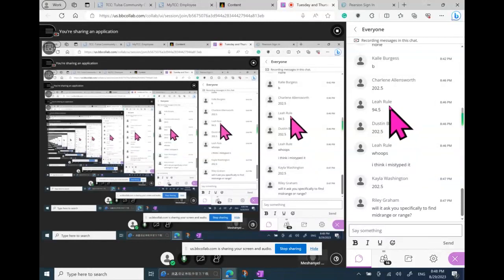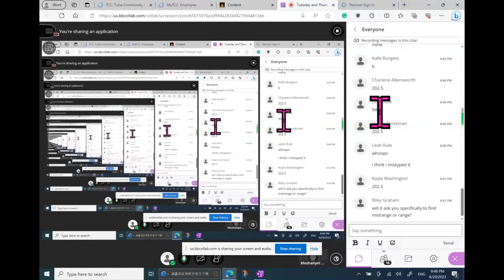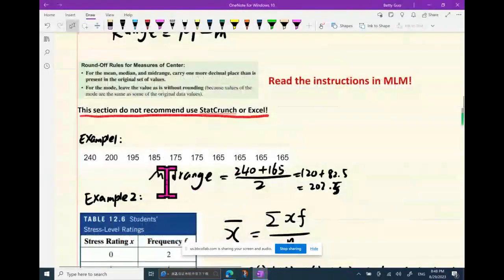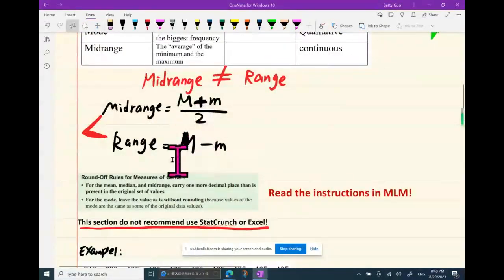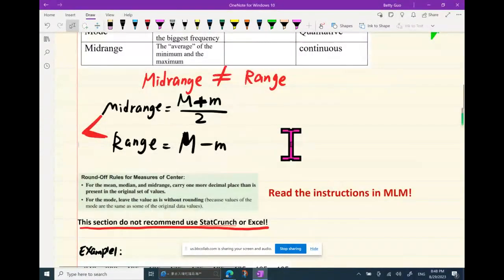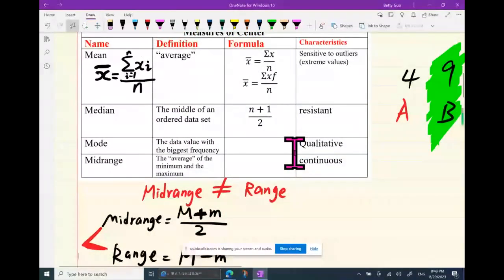A common mistake all my students used to make is, when they do the mid-range, they use maximum minus minimum and divide by 2. I don't know why they do that, but it's wrong, right? The mid-range is the maximum plus minimum, all over 2. So please don't confuse that with the range. Am I clear about the difference between the two concepts? Yes. Okay.